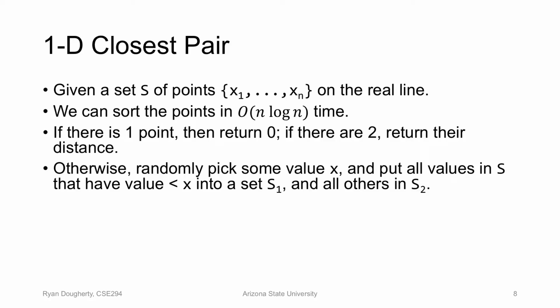So what we're going to do is randomly pick some value x in the list. Just pick any one you want. And we're going to put all of the elements that are smaller than x into one set, and everything that's at least as large as x in another set. So we're partitioning the list into 2 sets. Does that sound like a familiar algorithm?